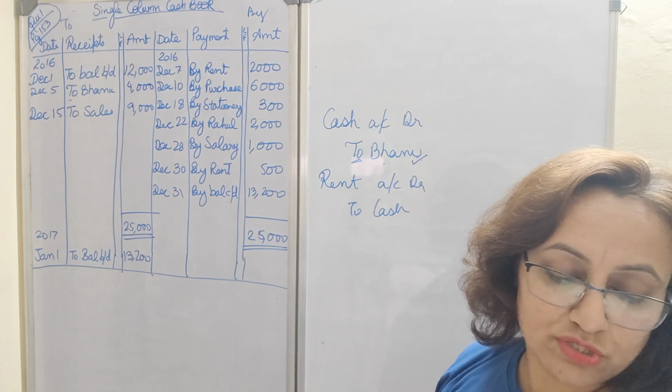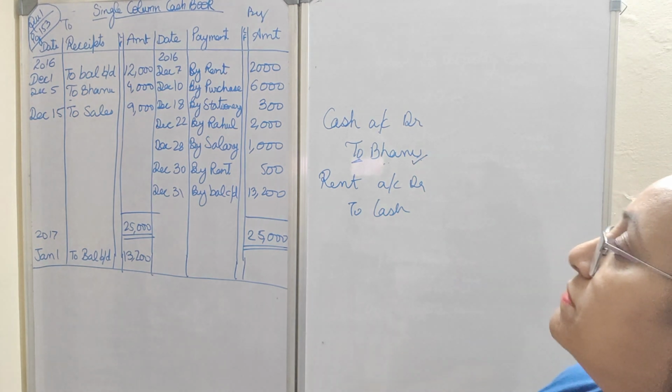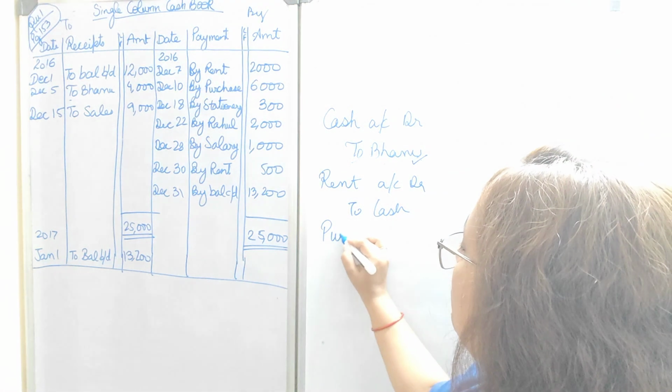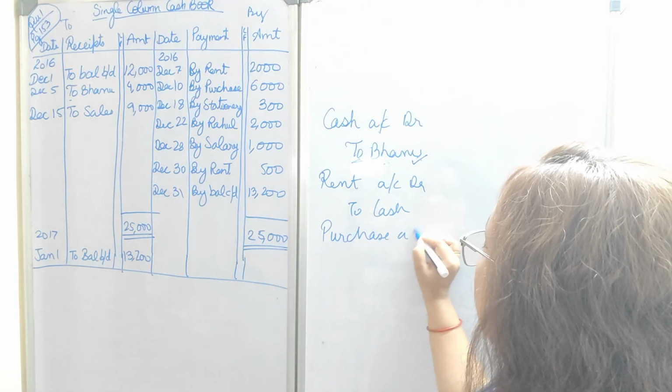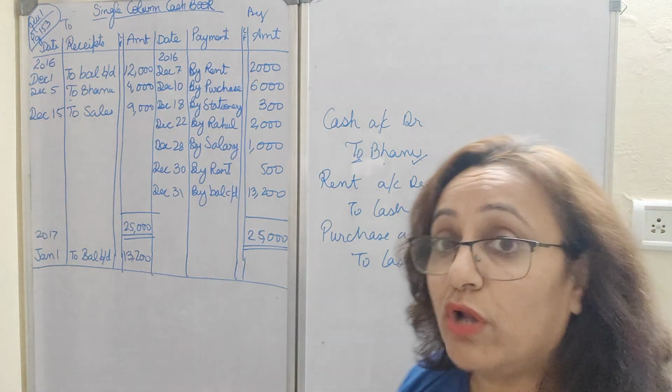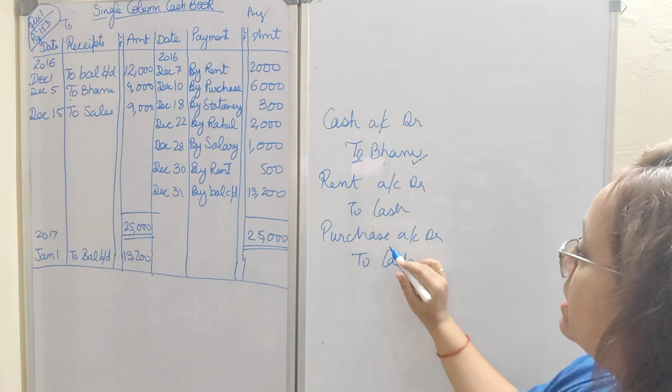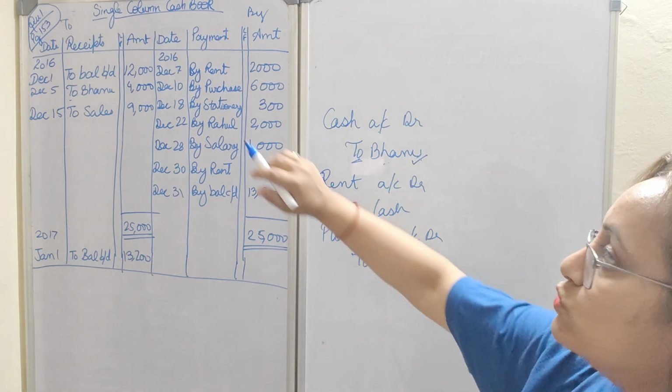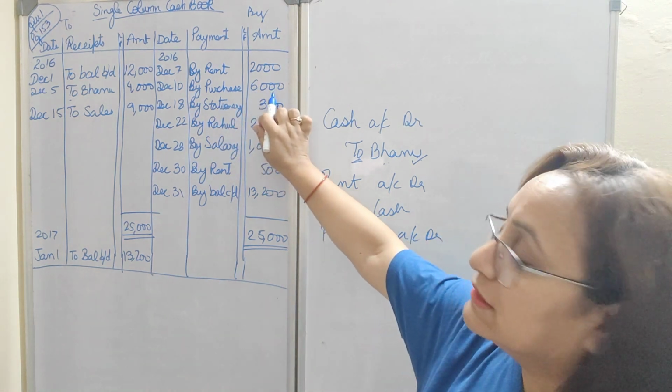Next, purchase goods from Murari for cash, means we have purchased goods from Murari. So purchase account debit. Now for cash is written, so we are not bothered about Murari. The journal entry will be purchase account debit to cash. So purchase will be written here as 6,000.